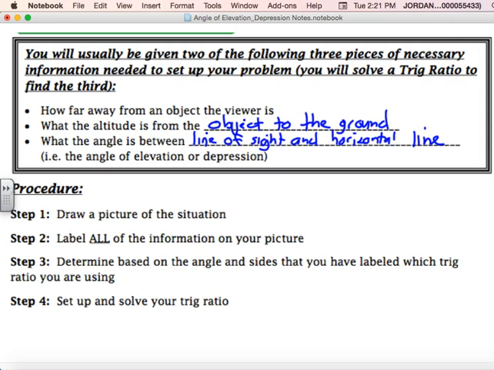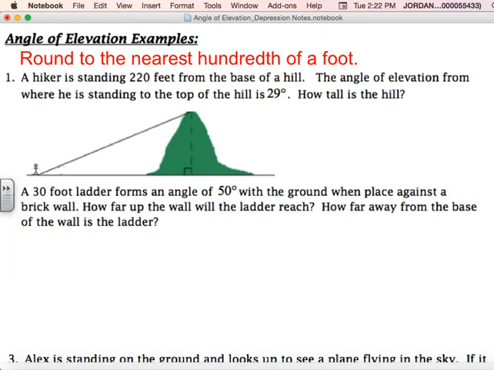Okay, so first you want to draw a picture. So this is a situation you definitely want to draw a picture. It's going to be very hard to solve these without a picture. And you're going to want to label everything you're given in the picture, and then based off that, determine which trig function you need to use based off the information you're given, and then set up the ratio and solve it. So let's do one real quick.